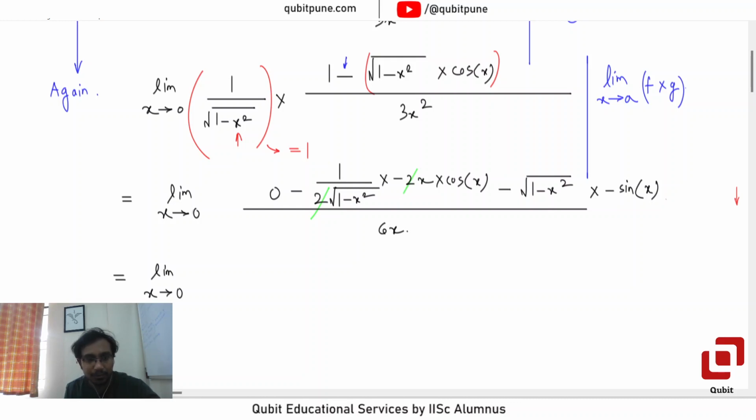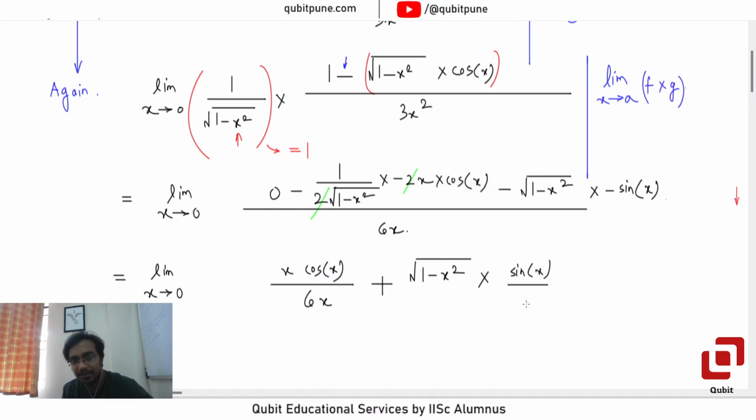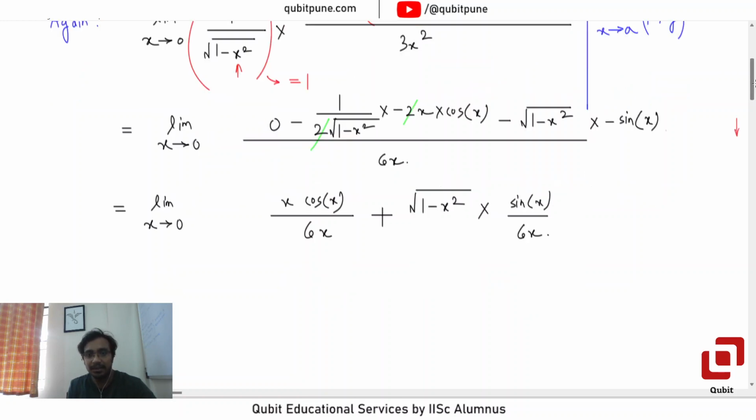Okay, let us cancel this 2. Negative into negative, so we do have a positive sign, and we will have x cos x in the numerator and 6x in the denominator, right? Minus, let's keep this root 1 minus x squared as it is. This negative sin x is there, so let's make it positive, and then we have our famous limit sin x upon x. Let's not forget that it is actually 6x, but sin x upon x, that limit is 1.